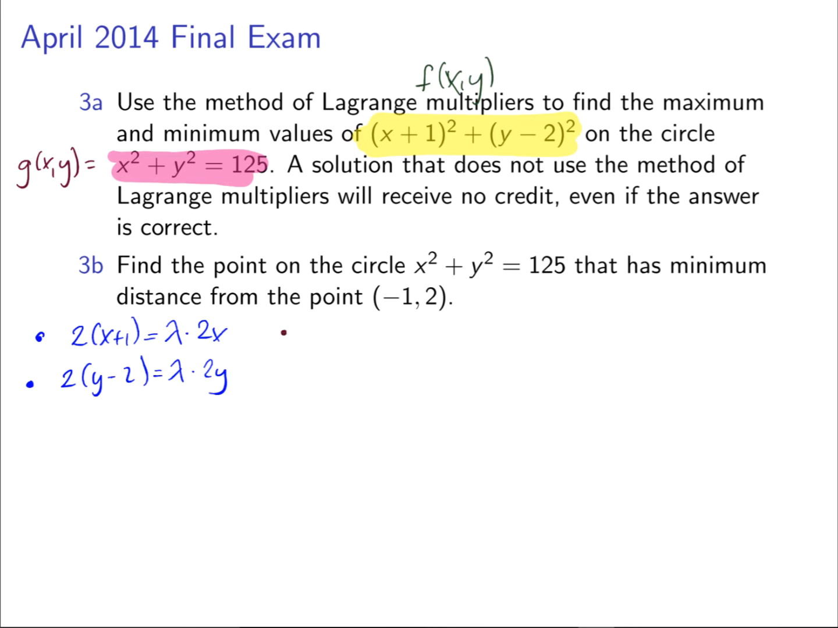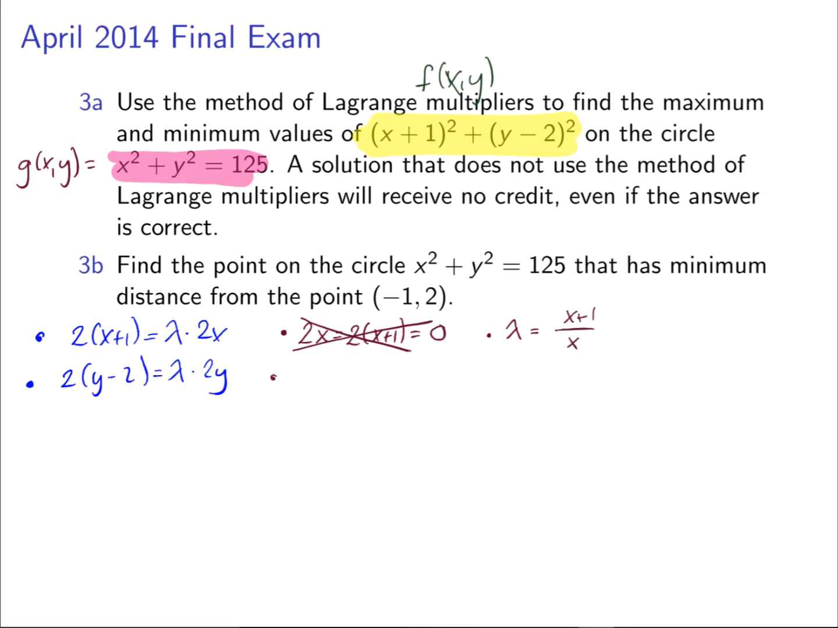From the first equation, it could be the case that 2x is equal to 0. In that case, 2 times x plus 1 would also have to be equal to 0, and I see that this can't happen. If that's not the case, then I can divide both sides by 2x, and lambda will have to be x plus 1 divided by x.